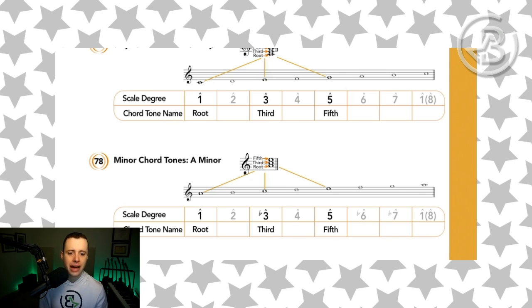And we can think about the root, third, and fifth for a major triad as coming from scale degree 1, 3, and 5 of a major scale. And we can think about the root, third, and fifth for a minor triad as coming from scale degree 1, flat 3, and 5 from a natural minor scale. I will see you in the next lesson.